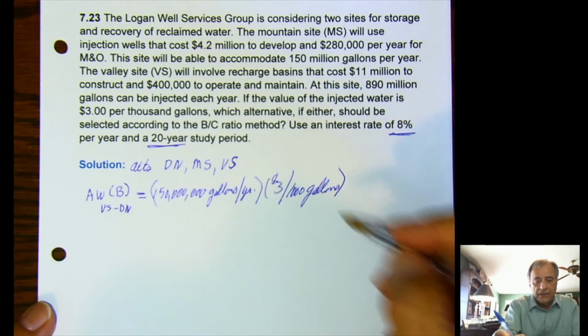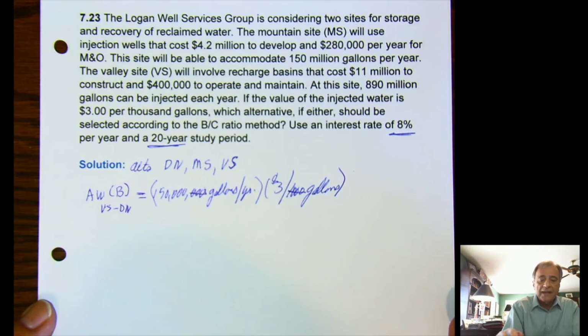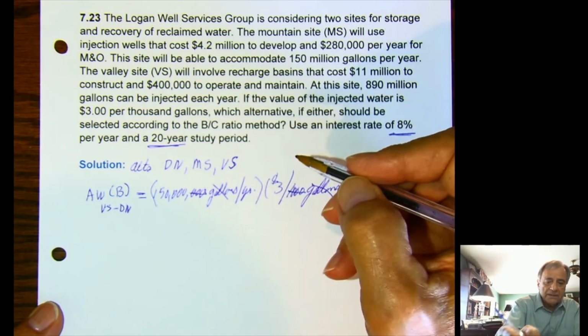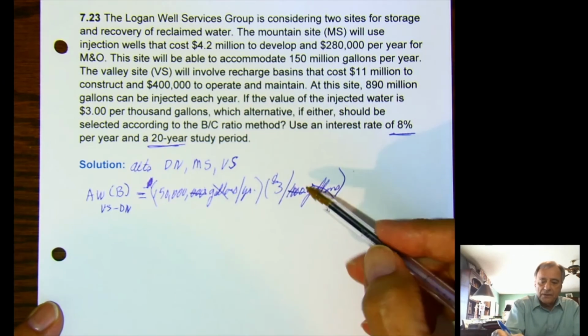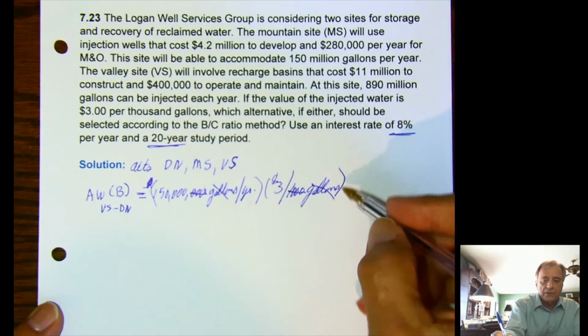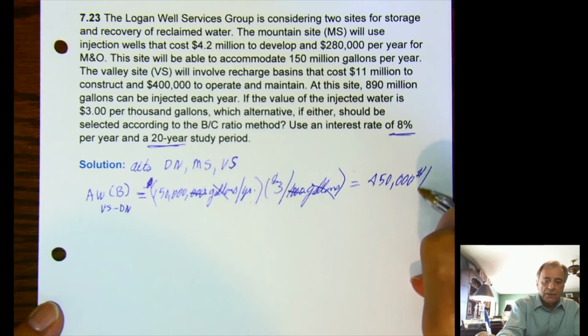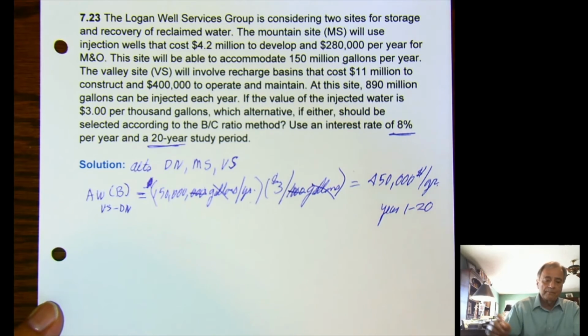So we can divide this 1,000 into the 150 million. We're going to end up with 150,000, and then we'll multiply times 3, which will give us 450,000. These gallons will divide out this gallons, and remember, I'm sorry, we don't have a dollars there. This is dollars per year now. So this is going to be $450,000 per year, and that's for years 1 through 20. So that's the annual worth of the benefits of the Valley site.